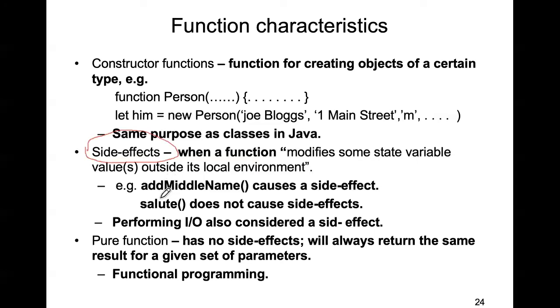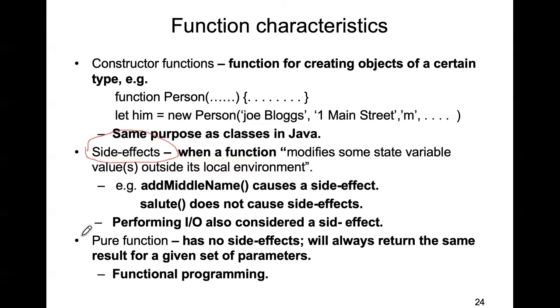The salute method, or function, sorry, if you can remember it, it didn't have any side effects. It didn't make any changes to the person object that was passed into it. It returned a string using the person object, okay, but it did not change it. Hence, it doesn't have any side effects.